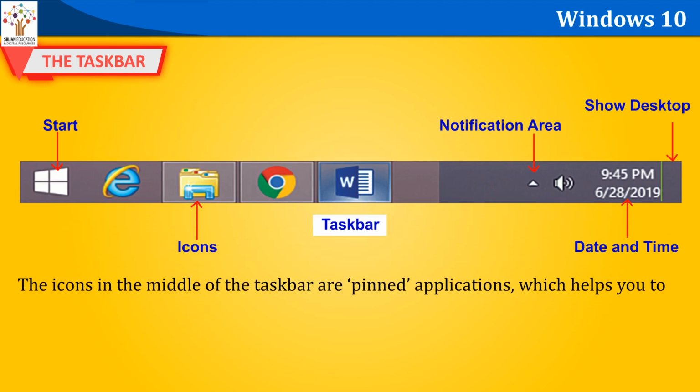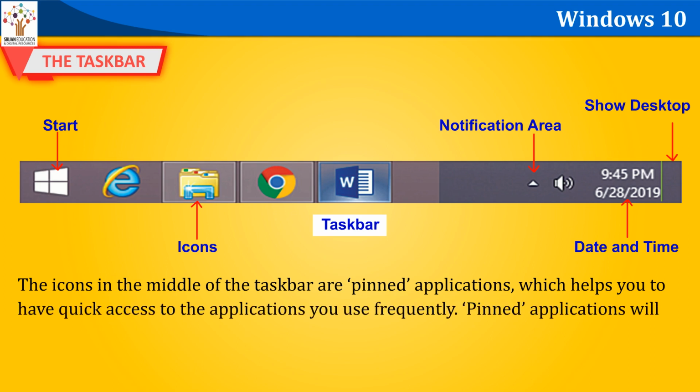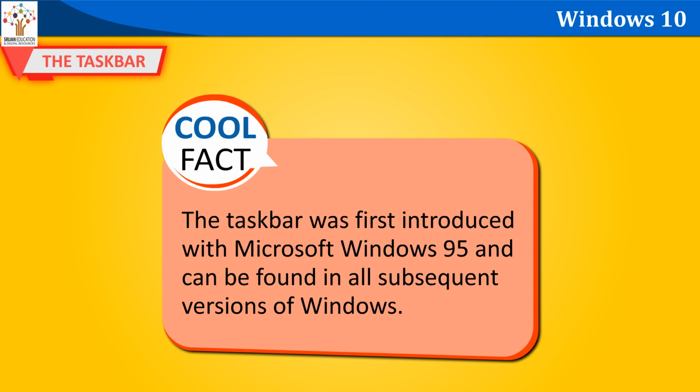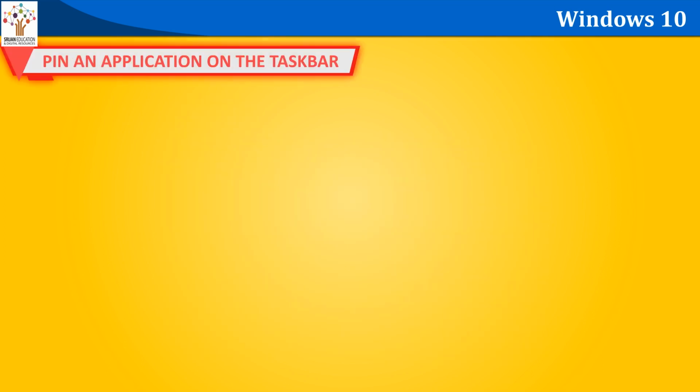The icons in the middle of the taskbar are pinned applications, which helps you to have quick access to the applications you use frequently. Pinned applications will stay on the taskbar until you unpin them. Cool fact: the taskbar was first introduced with Microsoft Windows 95 and can be found in all subsequent versions of Windows.